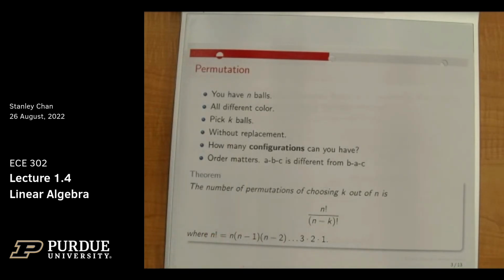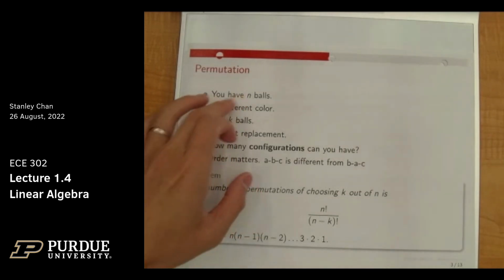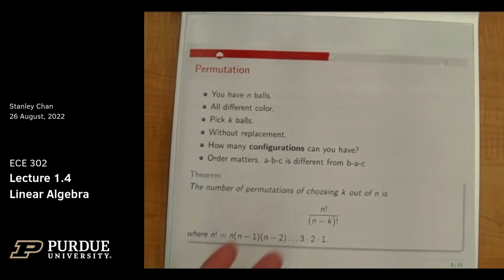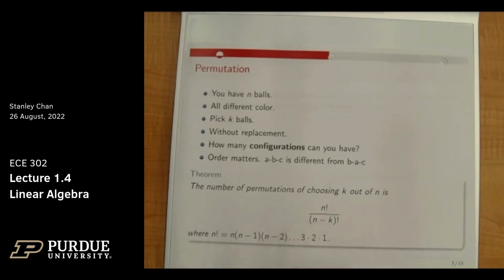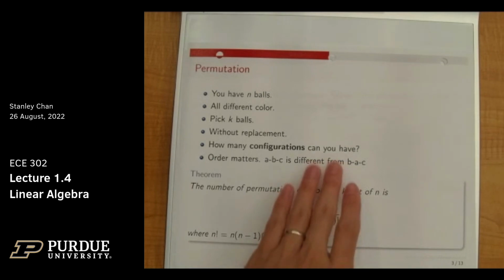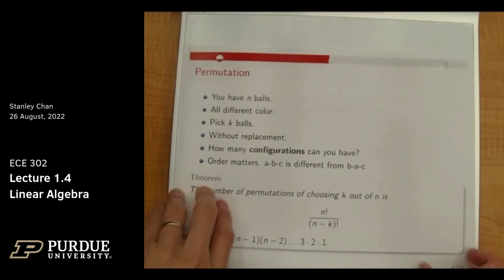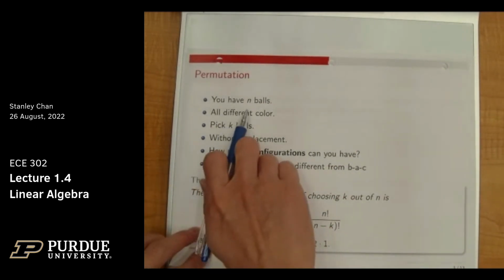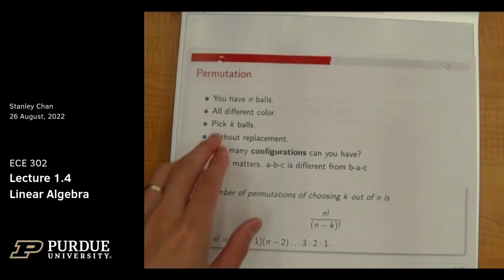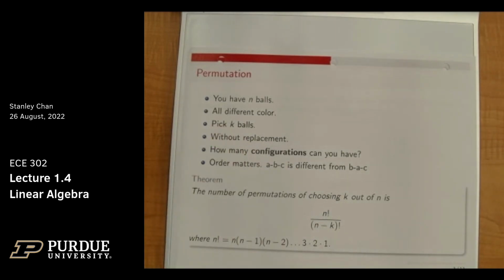Then I ask, how many ways, how many configurations can you get from this n choose k event? The formula is given here. It's a pretty boring formula, and even if you memorize this, it's not going to help you solve any problem. But the principle is the same as what we have demonstrated in the birthday problem. So you have n balls, you want to choose k. How do you do that?